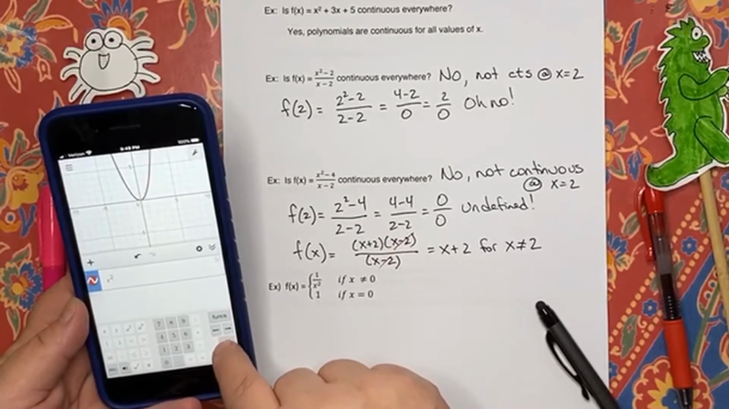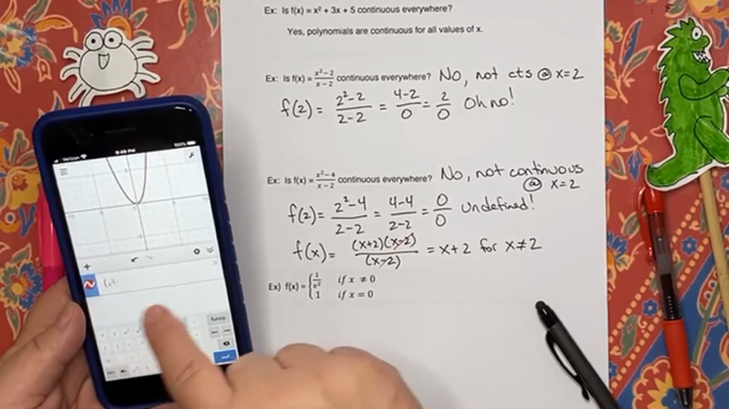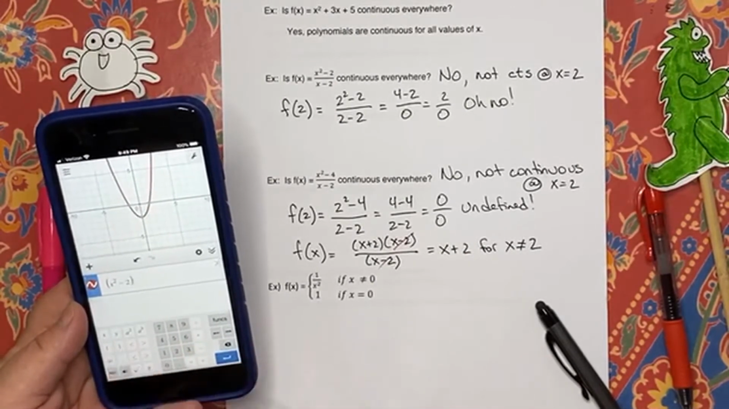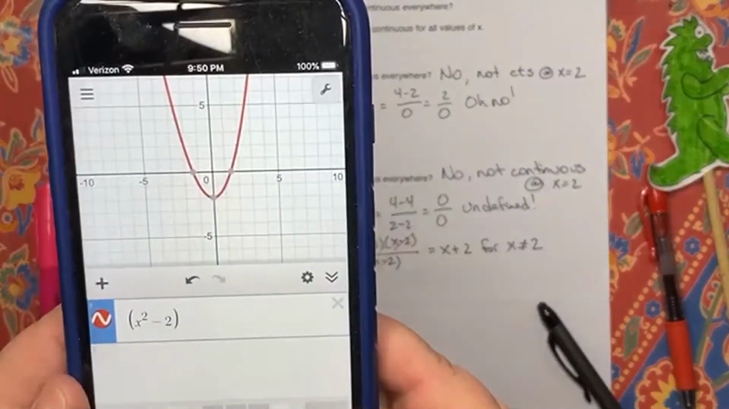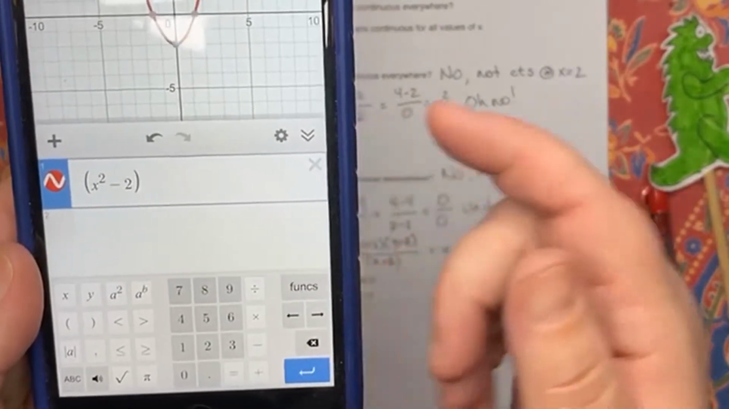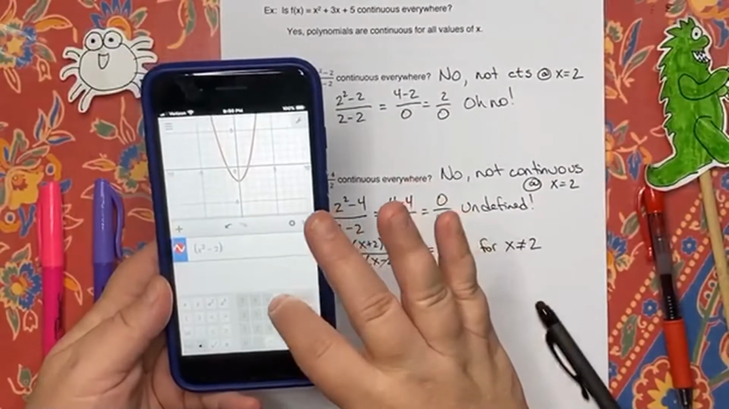Oops. I hadn't planned this out, so I forgot to do it. You have to put your numerator in parentheses. Can you guys see? There we go. You have to put your numerator in parentheses or Desmos gets cranky with you.